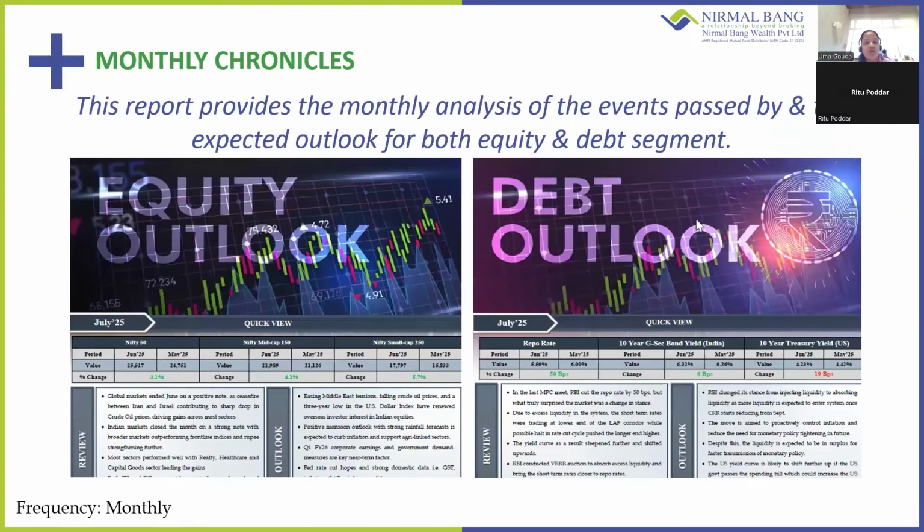Next is monthly chronicles. Whenever the month begins, usually on the first or second, we come out with the monthly chronicles. This report gives us an outlook on equity and debt. There are two sections to this report. First one is review, and another one is outlook. Review gives what has happened in the last month. Like if I have released this report for the month of July, I would be giving an overview of what has happened in the month of June, and what we expect could happen in the month of July.